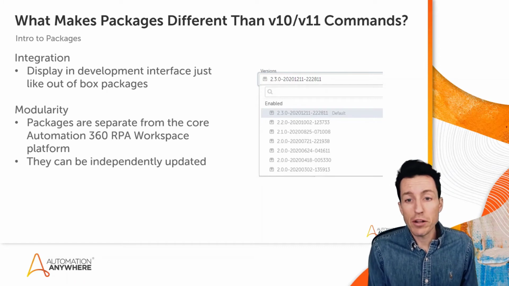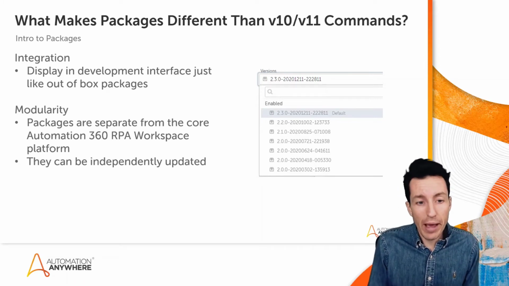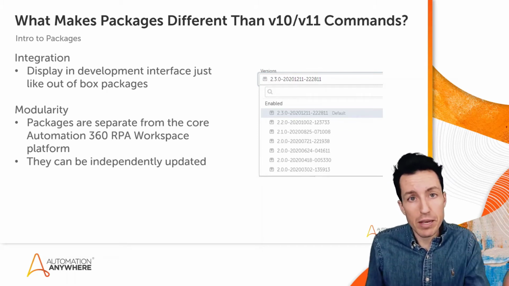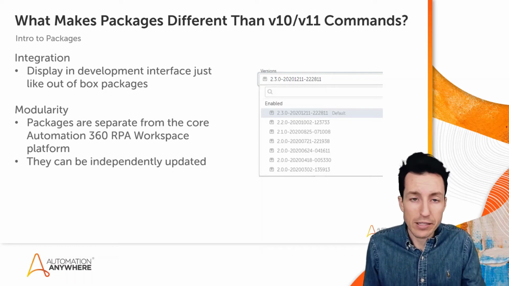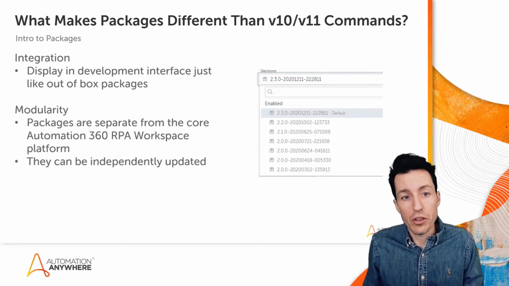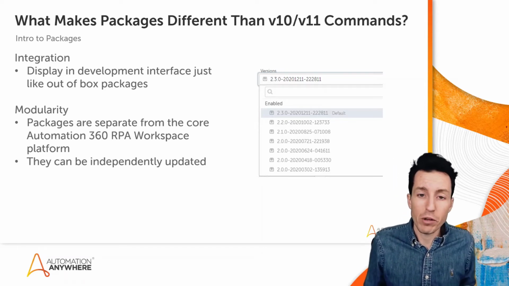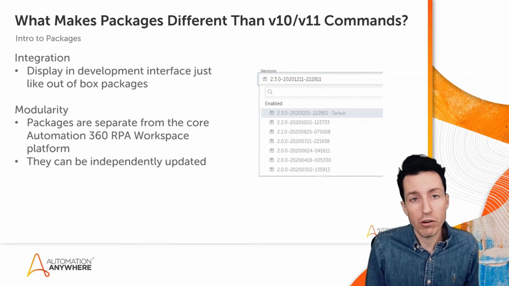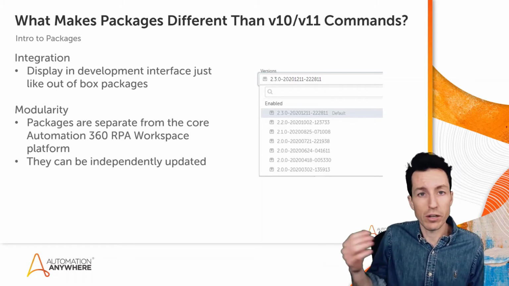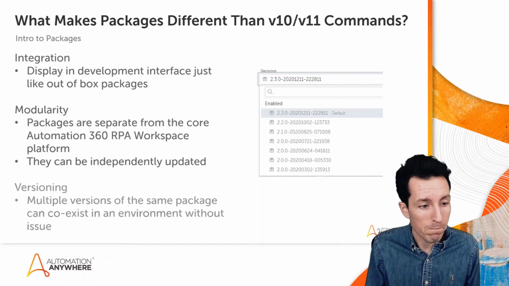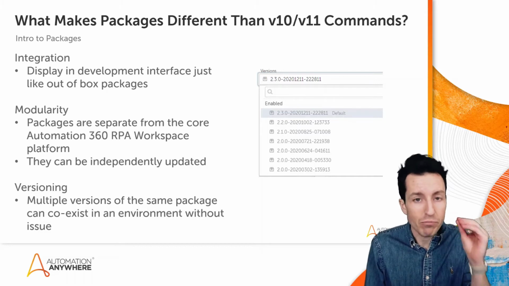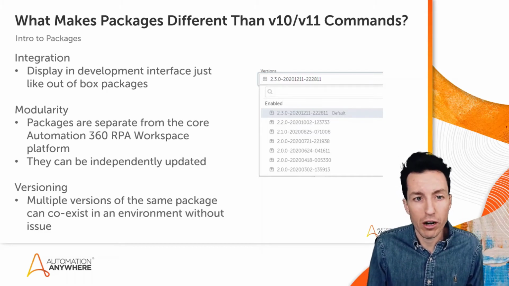Modularity. So this is another huge one for me. Modularity is that the packages are separate from the core Automation 360 RPA workplace platform. And so what that means is they can be independently updated. And hey, we just had a .19 release that came out. It likely included some new updates for different packages. So the nice thing is that those packages can be updated independent from the core product. And the same is true with your own custom packages and with packages you get from Bot Store. You can download those. They could be new versions of whatever the package is that you downloaded before. And that versioning is what really, I think, makes packages my top favorite feature for Automation 360.